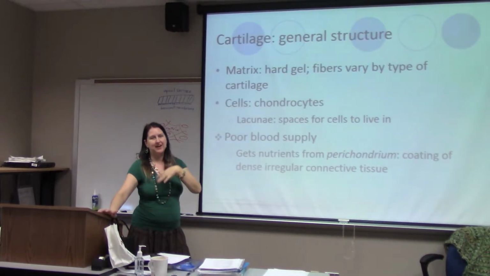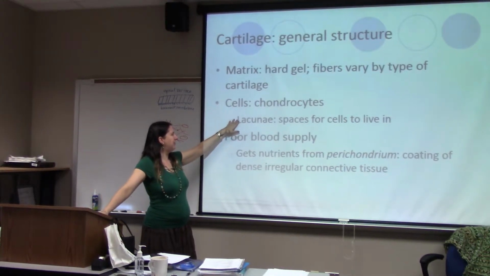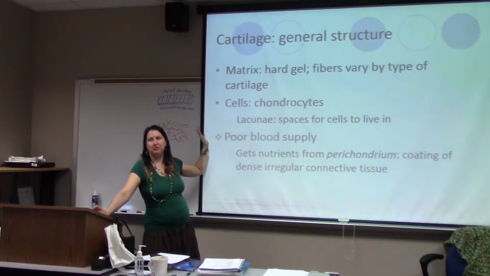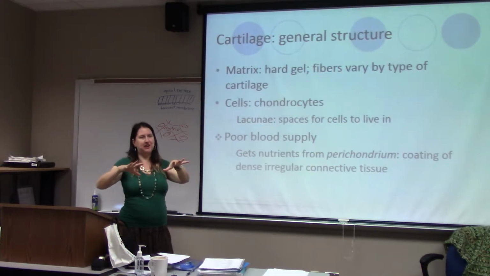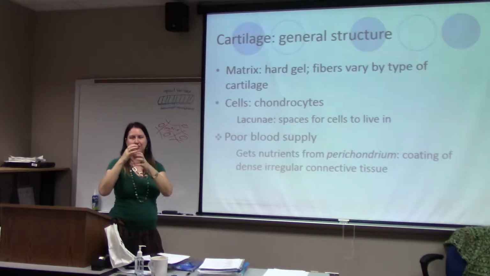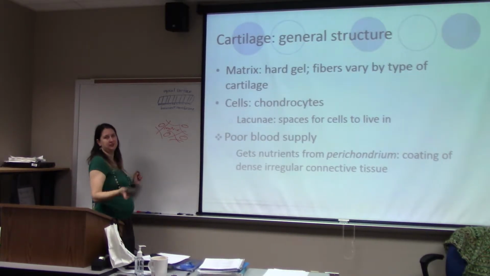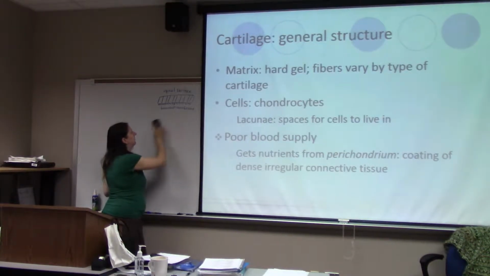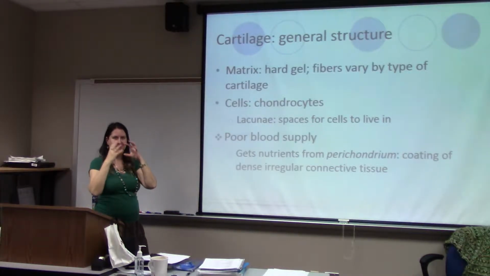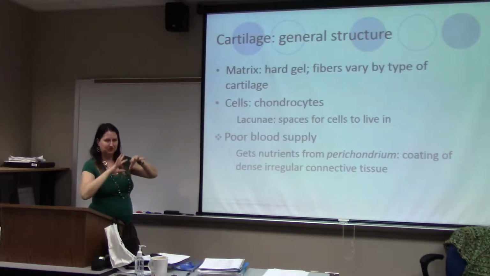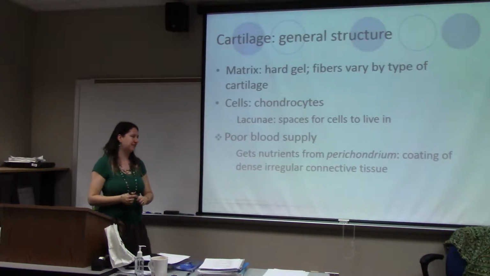They are the fibroblasts, the ones that build the matrix. And there are gaps within that matrix called lacunae, which is Latin for lakes, that they live in. So there's this hard matrix with little spaces for the cells. Cartilage is the other kind that has a poor blood supply. And that's because the matrix is so solid. It makes room for the cells, but not for blood vessels.